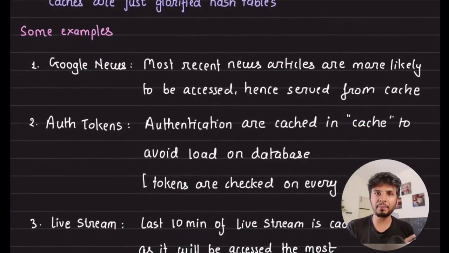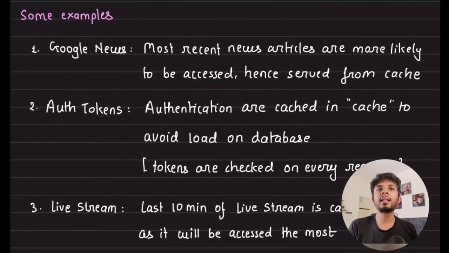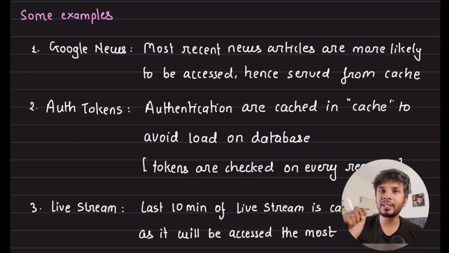Okay, some examples of caching to conclude. This is Google News. On Google News, you are very likely to access the most recently published news. How likely are you to access news which was published a week back? Not much, right? But the news which is very recently published, a lot of people are very likely to read that same news. So it would make sense for Google News to cache that particular recently published news article.